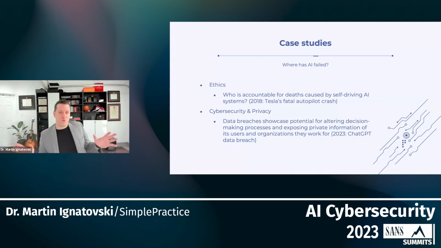Some case studies I wanted to bring out because I saw this, right? So who's accountable for deaths caused by self-driving AI systems? We talk about accountability, and this was about Tesla's fatal autopilot crash. We saw confirmed data breaches by ChatGPT and OpenAI that happened within their system regarding user information, not the data yet.